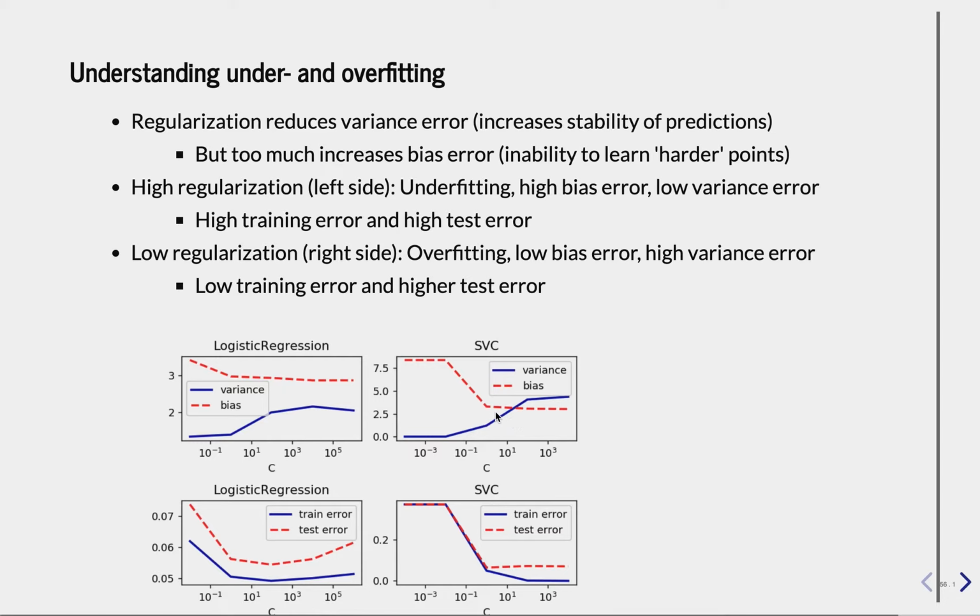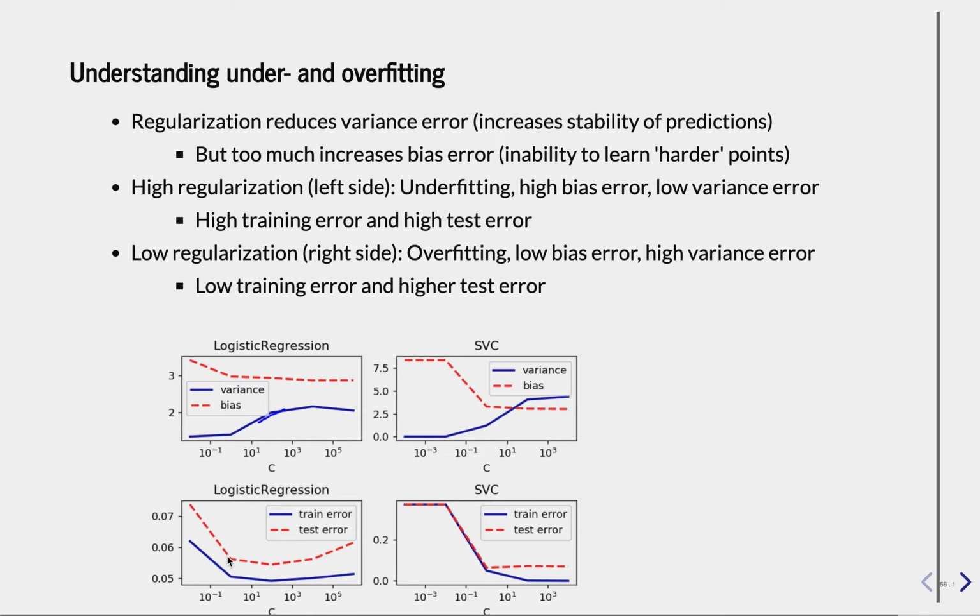However, at some point, if you regularize too much, our bias error goes up. Right? Now the model becomes too simple. It's unable to learn harder points in your training set. So then the bias goes up. And yeah, same thing with logistic regression. If you have overfitting on the left, on the right, regularization will decrease the variance. It will keep decreasing the variance, but at some point the bias will go up.